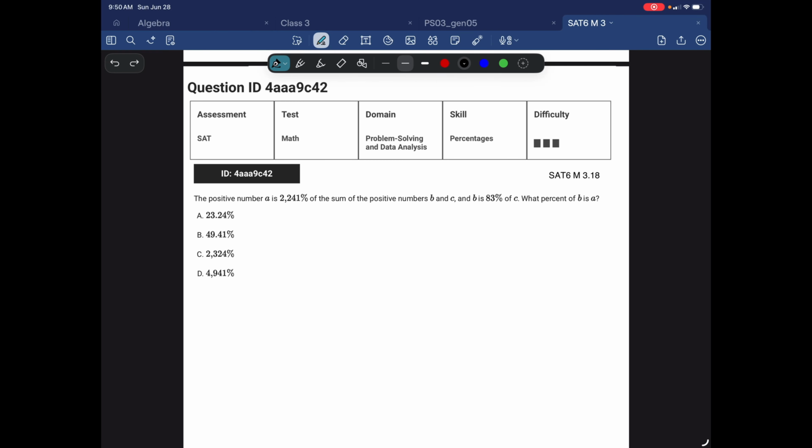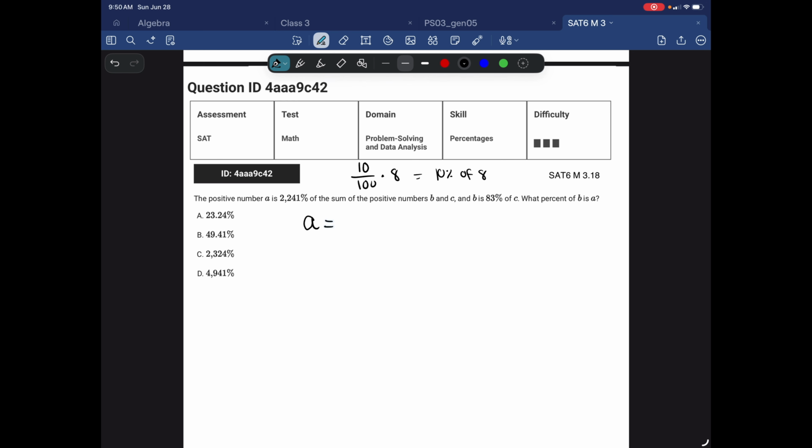Question 18, we have a percent problem, and we're given some information. So as we go, I'm just going to try to write down what I know. It says the positive number A is 2,241% of the sum of the positive numbers B and C. So I have A equals, when you're doing a percent of a number, like if I said 10% of 8, that's the same thing as 10 over 100 times 8, which is the same as 10% of 8.